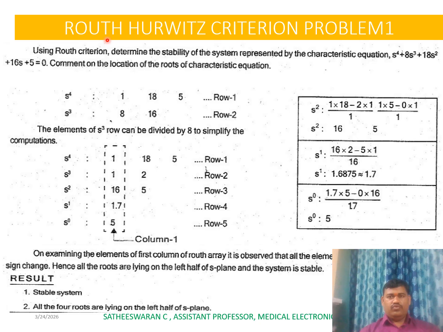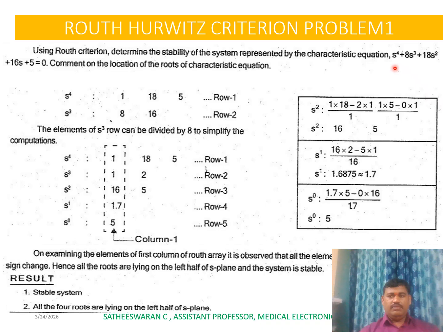Problem number 1 of Routh-Hurwitz criterion. Using Routh criterion, determine the stability of the system represented by the characteristic equation s power 4 plus 8s power 3 plus 18s square plus 16s plus 5 equal to 0. Comment on the location of the roots of the characteristic equation.